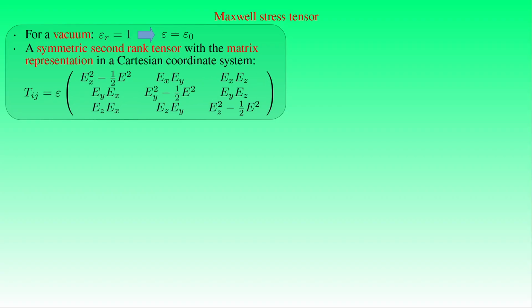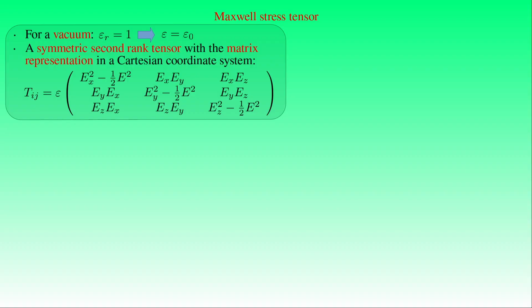If we expand the stress tensor in a Cartesian coordinate system, then we can represent its components in the following matrix. By definition, the Maxwell stress tensor is symmetric and represented by a symmetric matrix. We already saw that the surface integral of the stress tensor of an electrostatic field over the surface of a body in the field gives the total electrostatic force acting on the body.